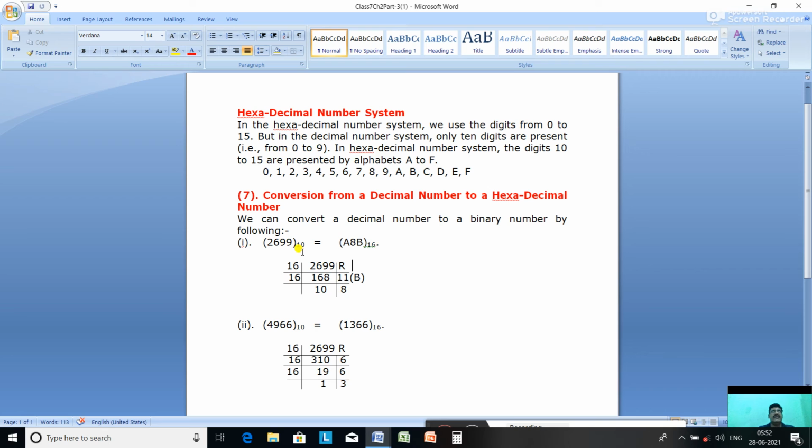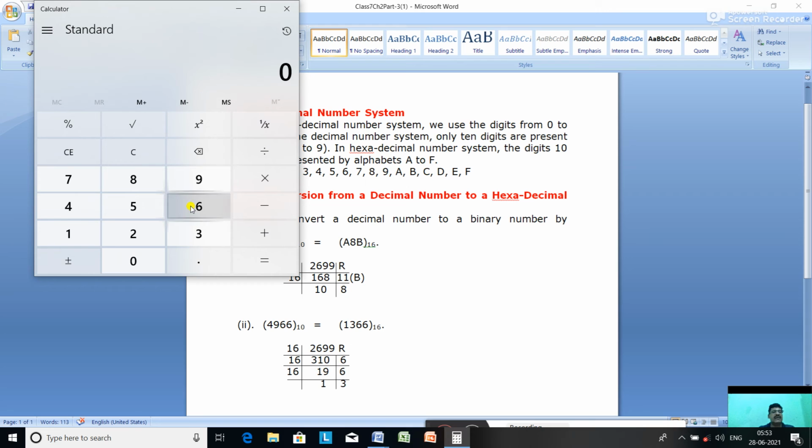Okay, so as I have taught you before, to convert decimal to binary we divide by 2. To convert decimal to octal we divide by 8. The same way, to convert decimal to hexa we have to divide by 16. So the number is 2699. We want to convert it into hexadecimal. So write in tabular form 2699 divided by 16. If you divide 2699 by 16, then what comes? How many times?